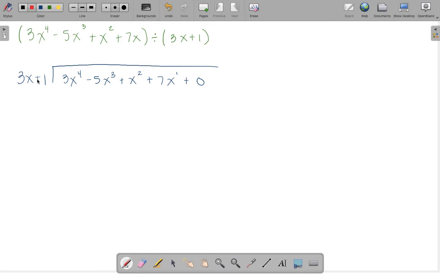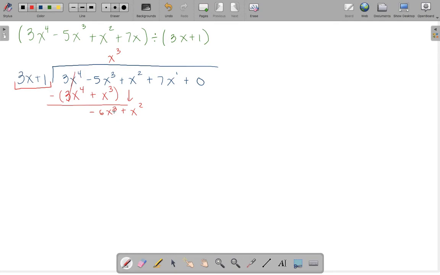Let me use a different color. I can divide 3x into 3x to the 4th, and that will be found a total of x to the 3rd times. So I put this value here in the quotient. 3x times x to the 3rd is going to give me 3x to the 4th plus x to the 3rd, and we're going to subtract this entire quantity. These terms cancel out just as I intended. Negative 5 minus 1 is going to give me negative 6x to the 3rd, and I bring down the next term, which is just x squared.